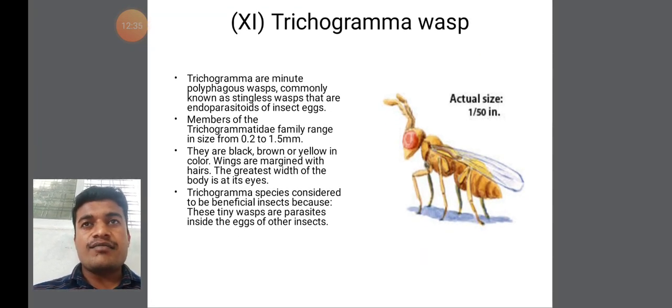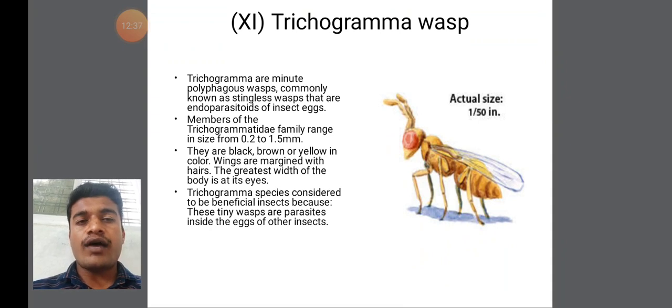The last beneficial insect is the Trichogramma wasp. Here, on the right side, you can see in the picture the size of the Trichogramma wasp. Trichogramma are minute polyphagous wasps, commonly known as stingless wasps, that are endoparasitoids of insect eggs. Members of the Trichogrammatidae family range in size from 0.2 to 1.5 mm.